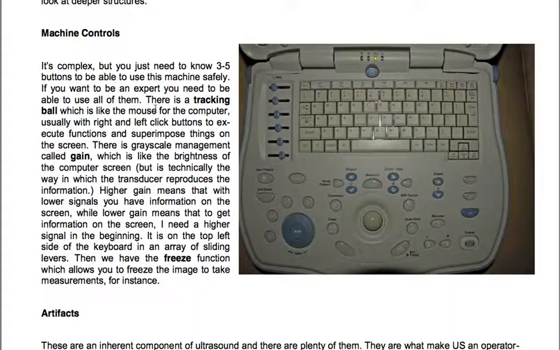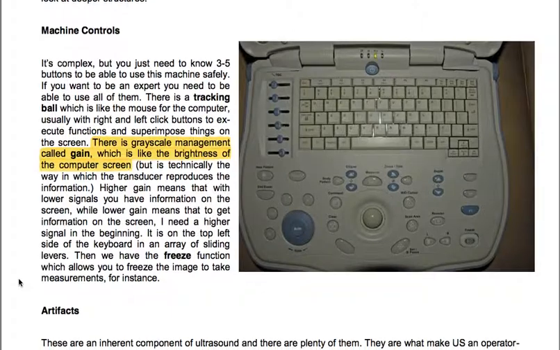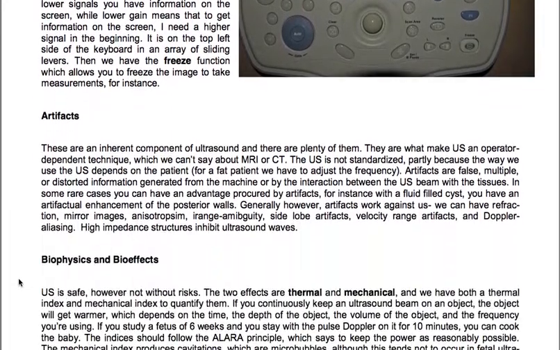So the machine controls: there is a tracking ball, and there is a grayscale management called gain, which is like the brightness of the computer screen. Higher gain means that with lower signals you have information on the screen, while lower gain means that to get information on the screen I need a higher signal in the beginning. It is on the top left, okay. Then we have the freeze function, which allows you to freeze the image to take measurements, for instance.